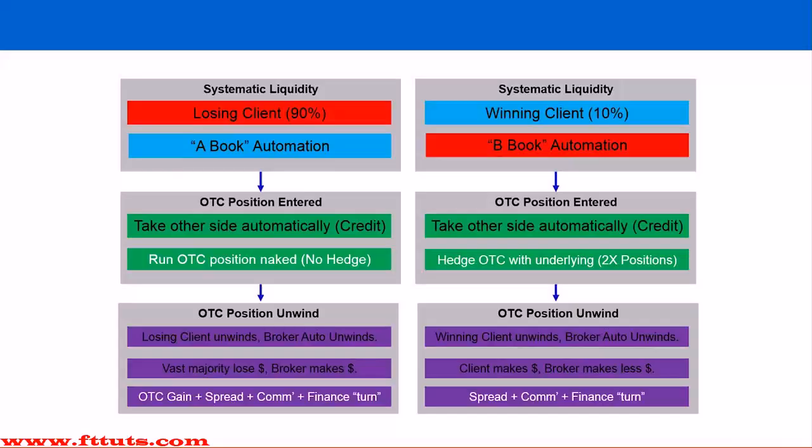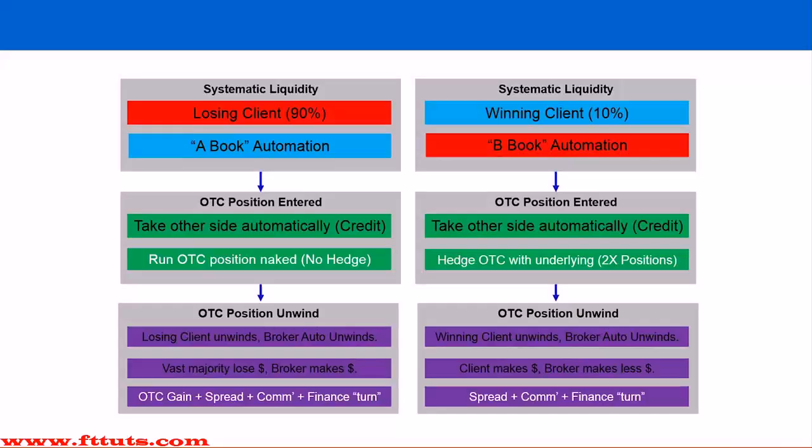Let's have a look at what happens to a losing client first. When a losing client goes on the platform and enters a position, the broker automatically takes the other side using the credit. They run this OTC position naked with no hedge until the losing client unwinds the position.